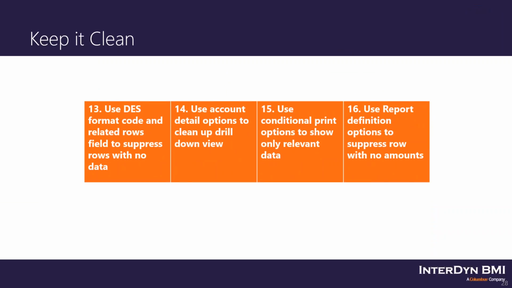All right, the next set of tips are going to be talking about how you can make the report more dynamic and keep it clean so that things show up when you want them to and disappear when you don't need to see them. We're going to talk about using the DES format code and how you can relate it to other lines. We're going to talk about using the account detail options to clean up the drill down. We're going to talk about using conditional print options to show just relevant data. And then we're also going to talk about using the report definition to suppress rows with no amounts.